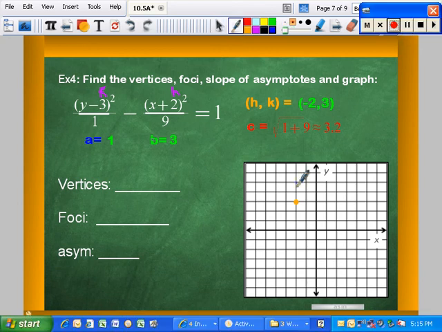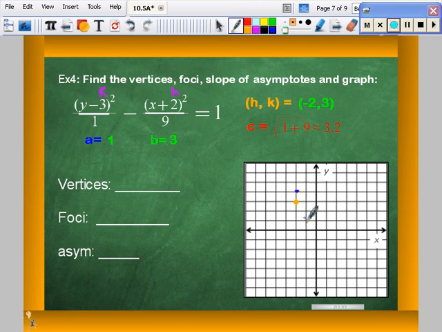Okay, so let's start plotting from this orange dot that you see on the graph. So if A is underneath the y, that means I'm going to go up 1, and I'm going to go down 1. And for the B, I'll go to the right 3, and to the left 3. Then I want to box that off, and when you do that, you should have what I have on mine. Go ahead and see if you can catch up to me.